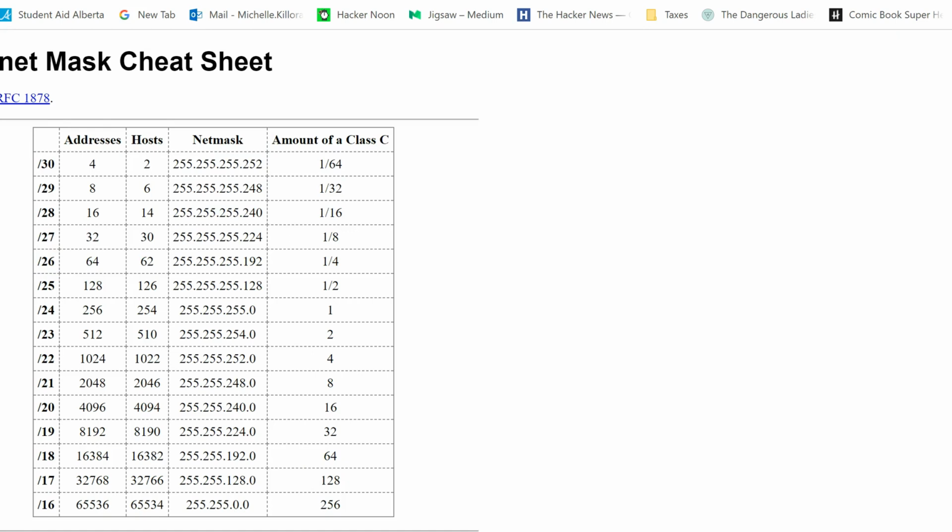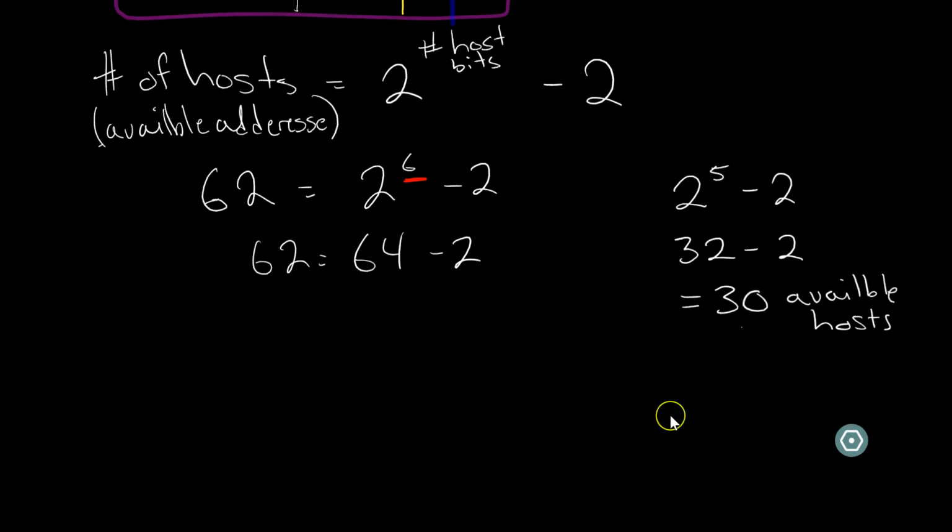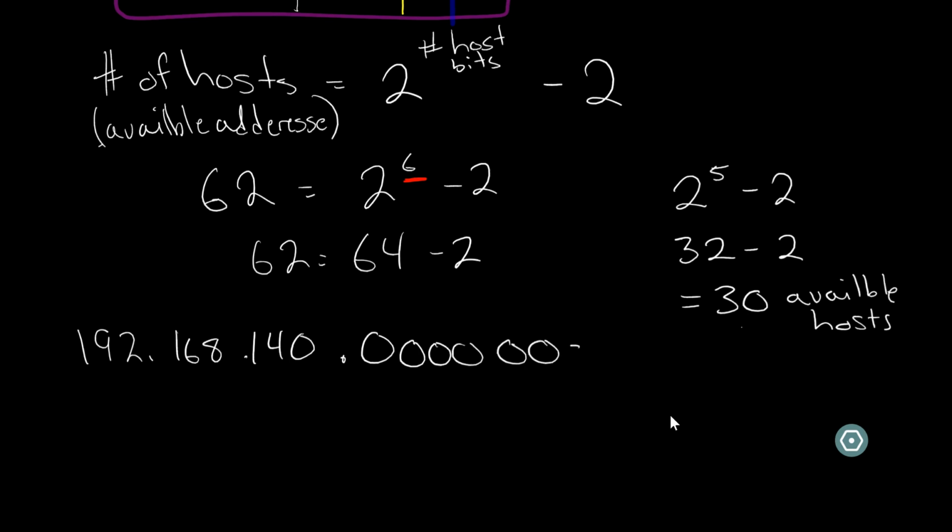I would just look at the cheat sheet and say, okay, 62 hosts is going to require 26 network bits. Which you'll notice, if we switch back to Drawboard and we're looking at a network address, we know that 192.168.140.0 is a /24 network. So if we write out this last one in binary, right? So if it's /24, it's going to break right on the dot. Okay, so it's a /24.